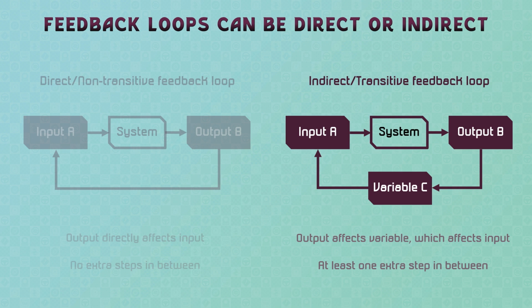From a game design perspective, if you have a transitive feedback loop with steps in between the output and the input, it makes it much harder for your player to recognize the feedback loop as such. So if you want your players to notice the feedback loop and use it as a strategic opportunity, it's usually a better idea to go with a direct feedback loop. But of course, the advantage of an indirect or transitive feedback loop is that you have all these extra steps that you can fine-tune and balance. So there are many more knobs that you can turn to really fine-tune the effects of your feedback loop.